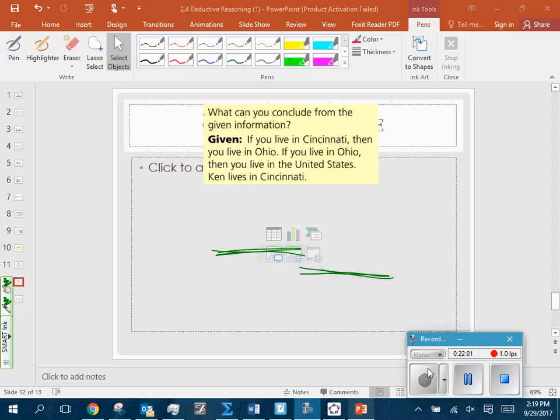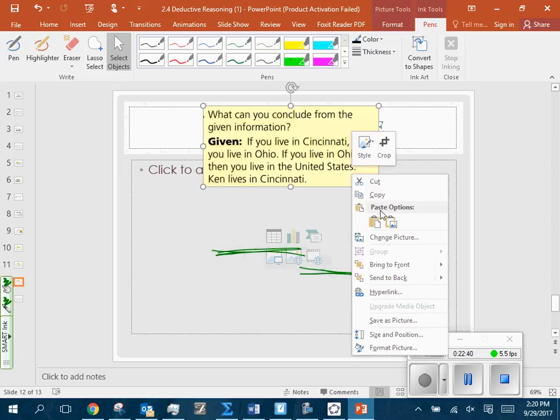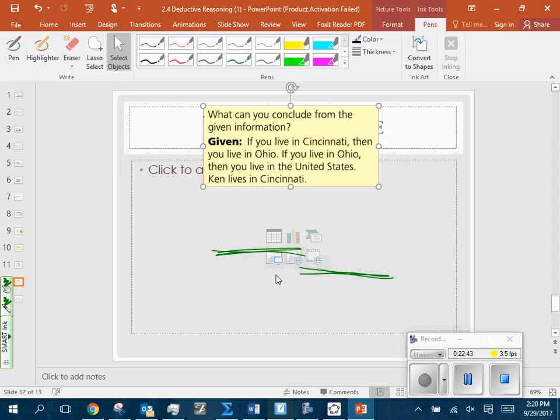Which is pretty much what you're going to see. You might see a couple things in Math Excel that have angle bisectors and midpoints and some of those fundamental concepts we know from geometry, but a lot of them might be similar statements to this. So if you live in Cincinnati, then you live in Ohio. That's one if-then statement, right? If you live in Ohio, then you live in the United States, correct? It's another if-then statement. And then it tells me Ken lives in Cincinnati. So what I want to do here is look at these two if-then statements. And let me copy this out so we can write on it a little bit easier.